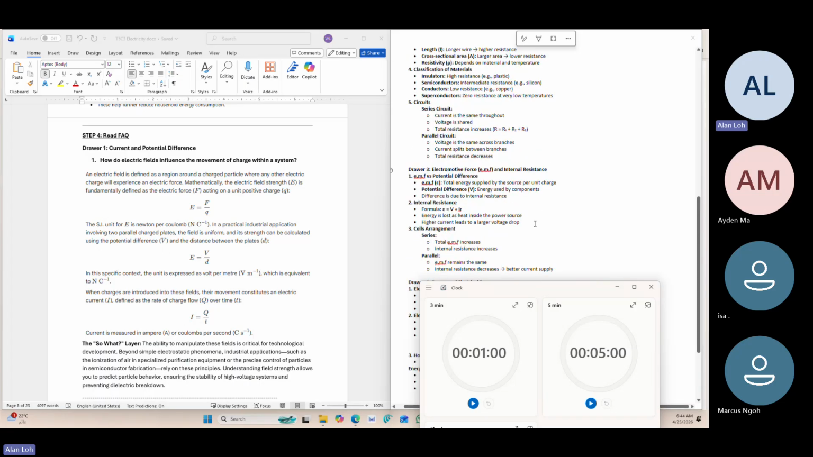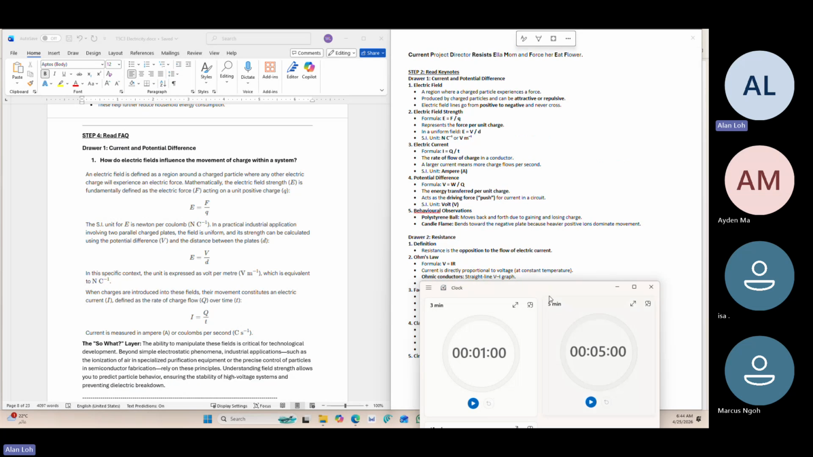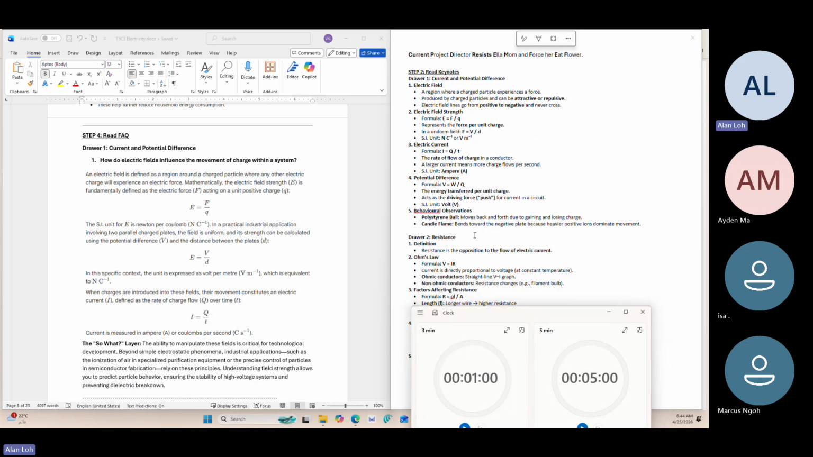So I want you to intentionally always refer to which drawer you are reading now. And this one is very obvious. Current and potential difference, which is drawer 1. Remember the very serious project director, right? And that is the potential difference. So there are 8 questions. We're going to take a break for 5 minutes after 8 questions. Now is question number 1.